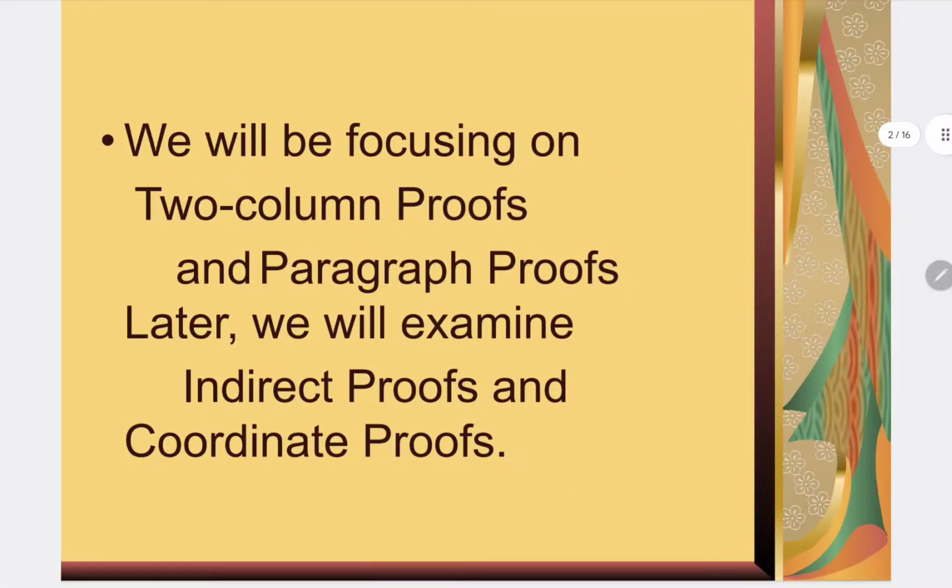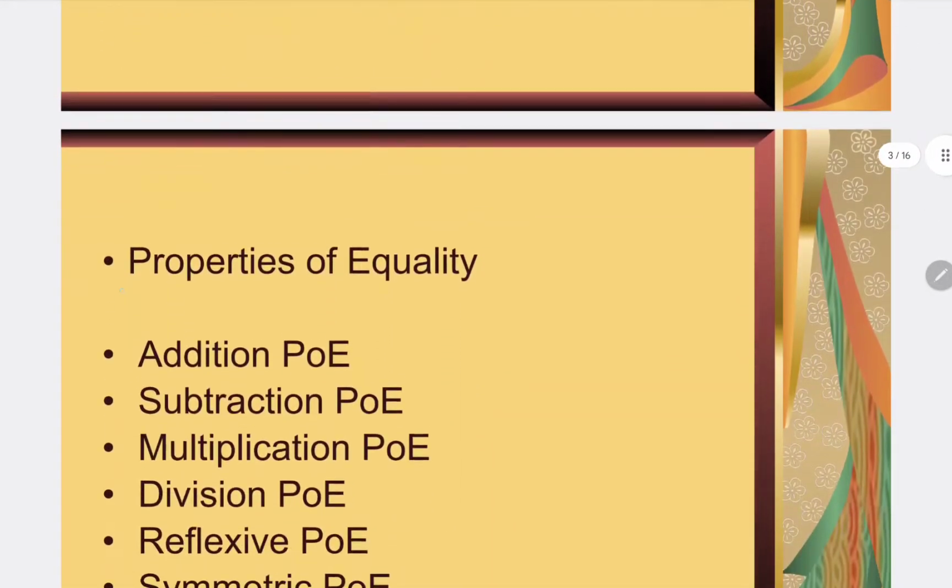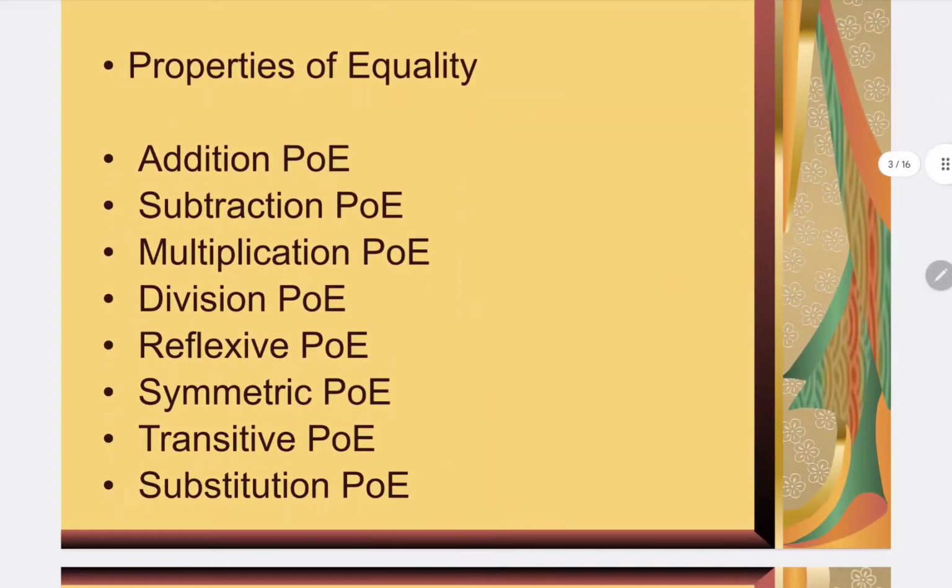In this class, we'll be focusing on two-column proofs and paragraph proofs right now, but later we'll examine indirect proofs and coordinate proofs. To succeed in proofs, you'll want to remember the properties of equality. Addition property of equality, we can add the same number to both sides of an equation. This also holds for subtraction, multiplication, and division, as long as we do not divide by 0.